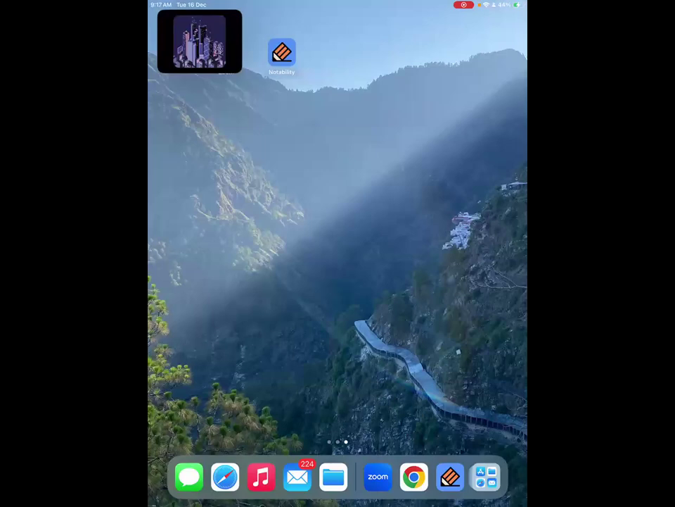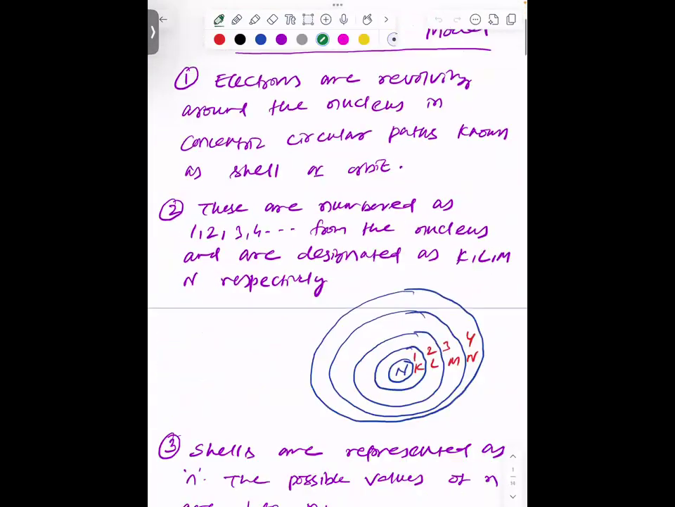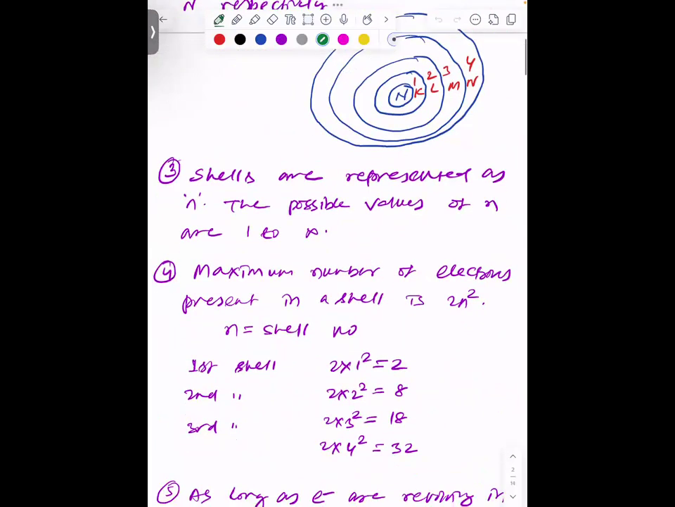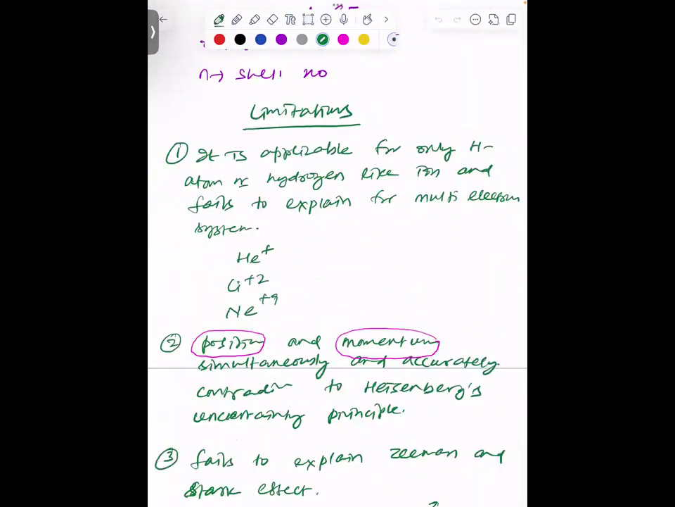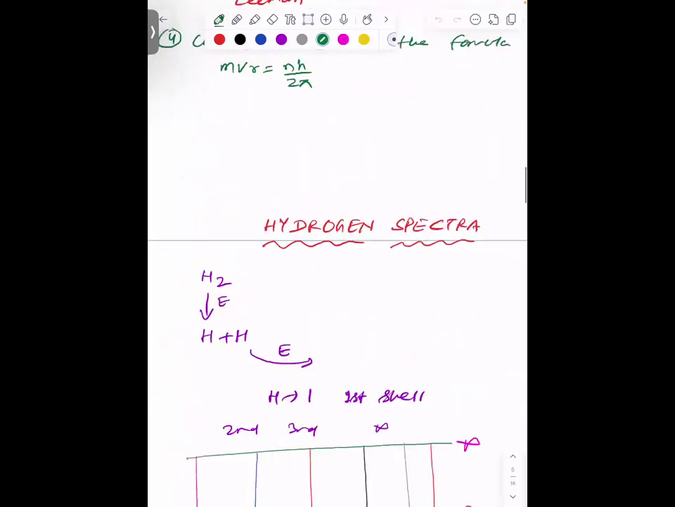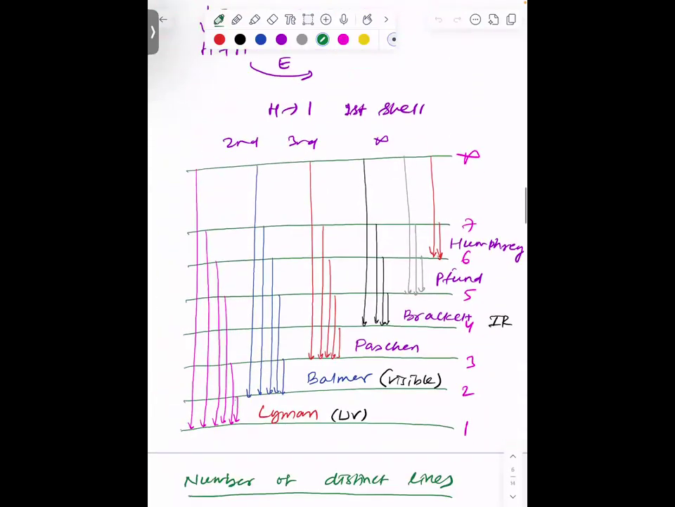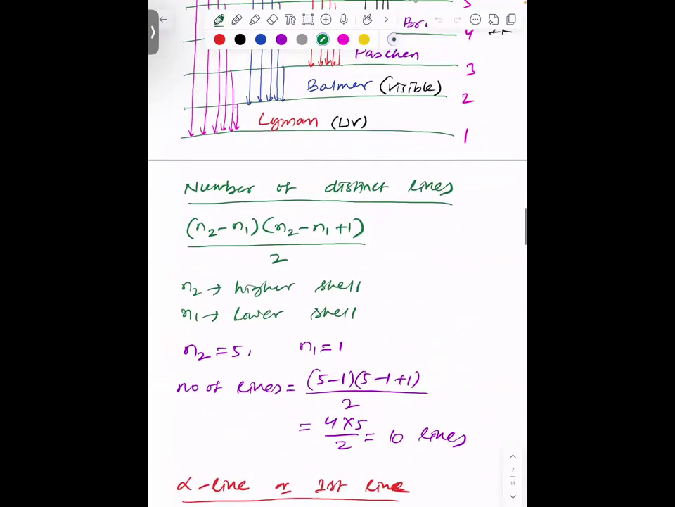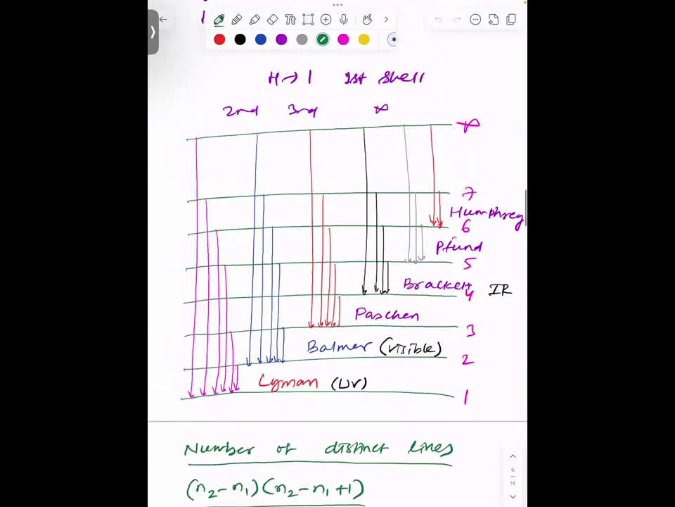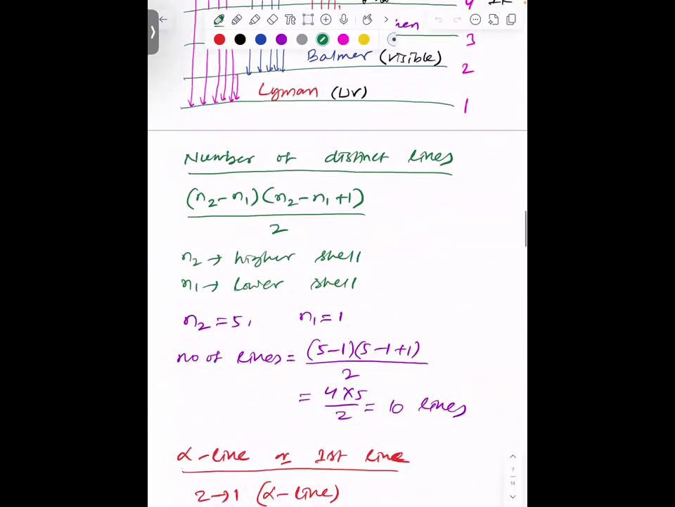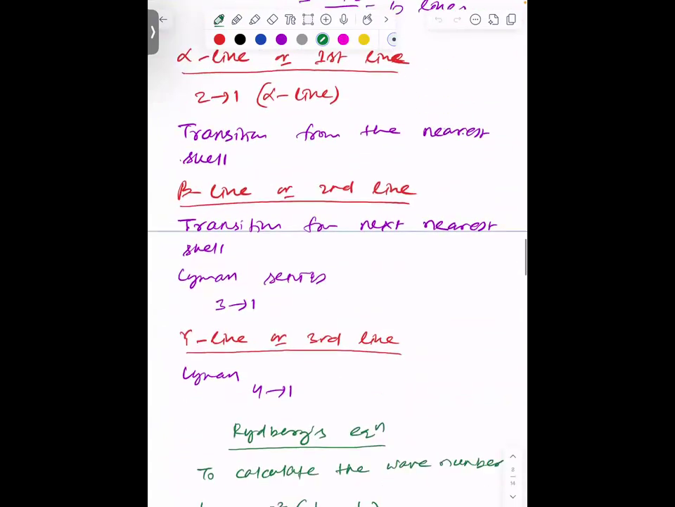In the first half, we have discussed the postulates of the Bohr model. After the postulates, we discussed the limitations of the Bohr model. Then after the limitations, hydrogen spectra and the different lines, that is Lyman series, Balmer, Paschen, Brackett, Pfund, and Humphrey series. Then the number of distinct lines formula, then alpha, beta, gamma line.